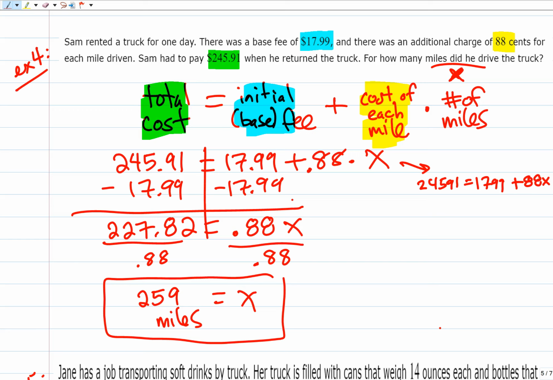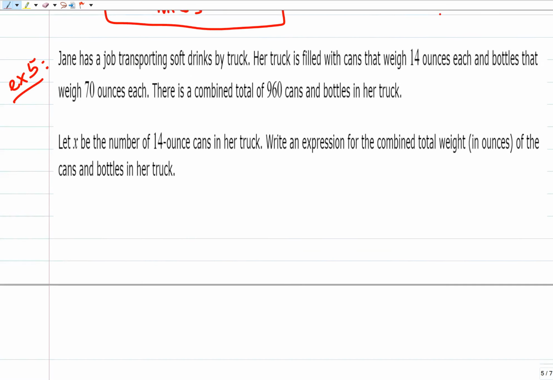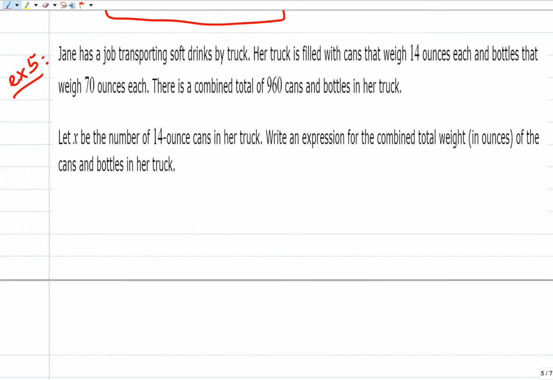Can I scoot this down? All right. Yes, no? Going? All right. Well, Jane has a job. I know. In this economy, it's a good time. Transporting soft drinks by truck. Her truck is filled with cans that weigh 14 ounces and bottles that weigh 70 ounces. They have a combined total of 960 cans and bottles. Let X be the number of 14-ounce cans. Write an expression for the combined total weight of the cans and bottles in her truck.